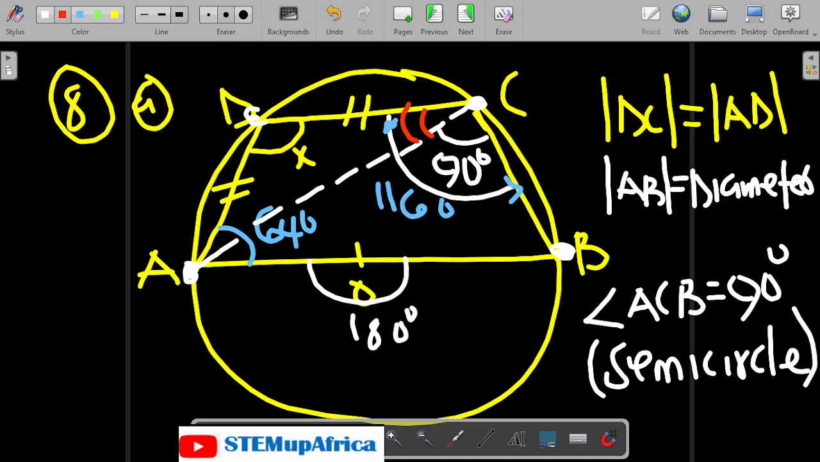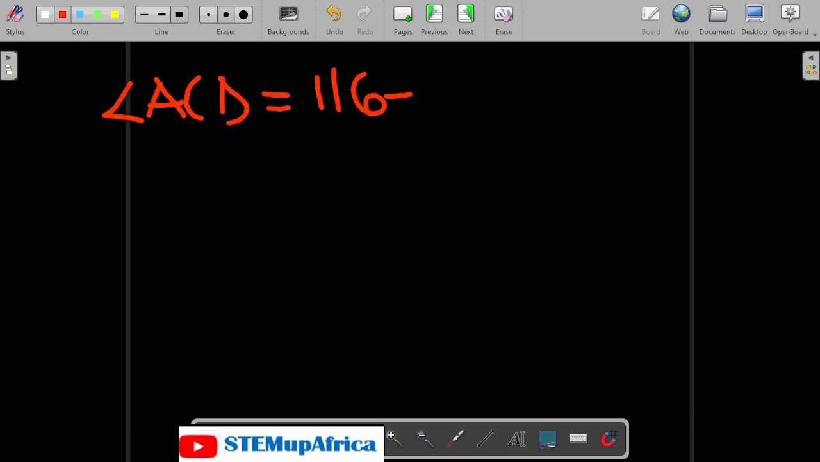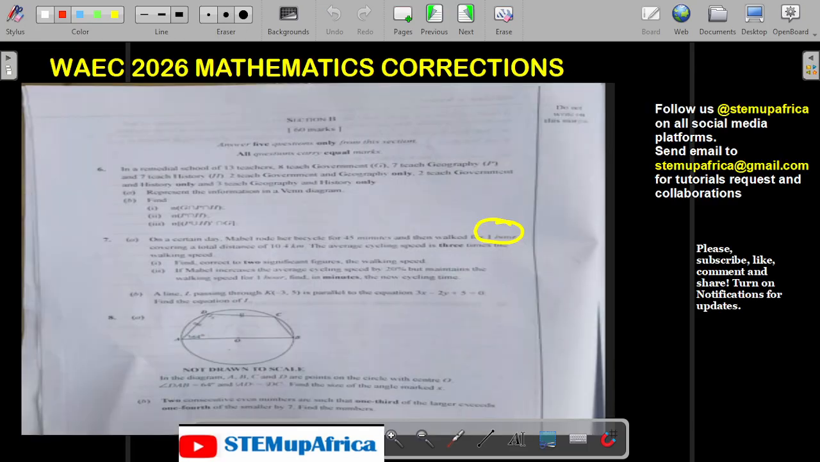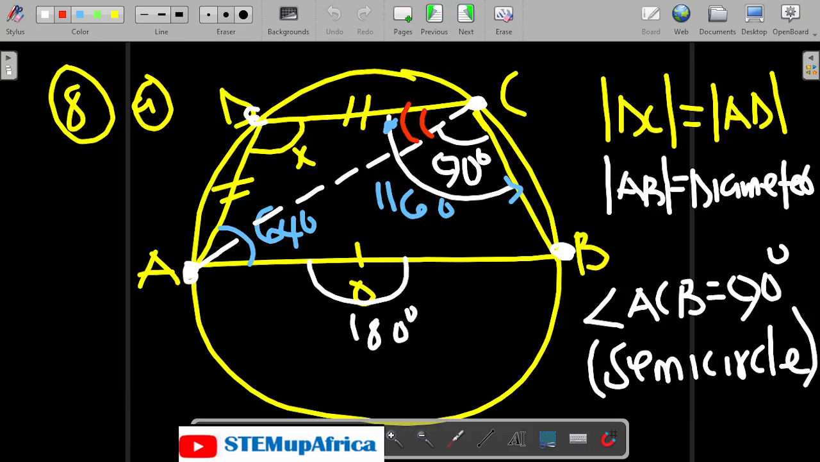To get that portion, I will subtract 90 from that value. So my angle ACD will simply be 116 minus 90. What is that giving us? That will give us 26 degrees. It simply means that this angle here is 26 degrees.